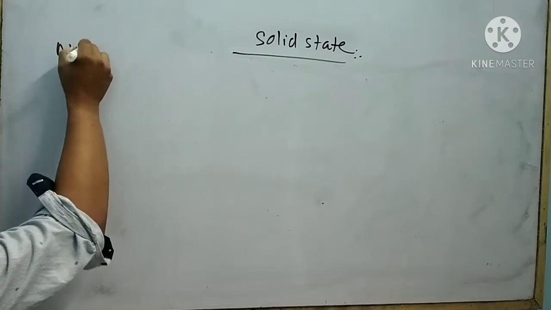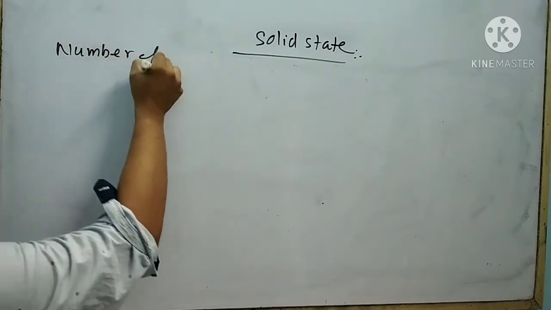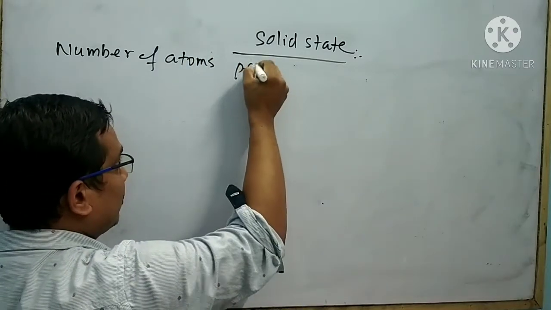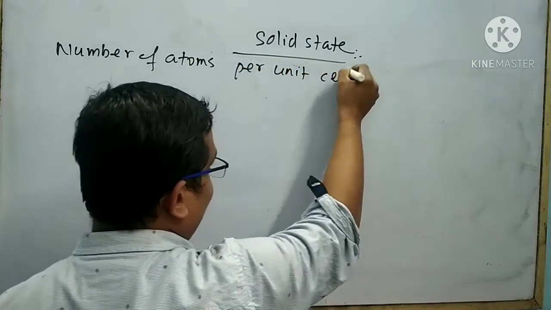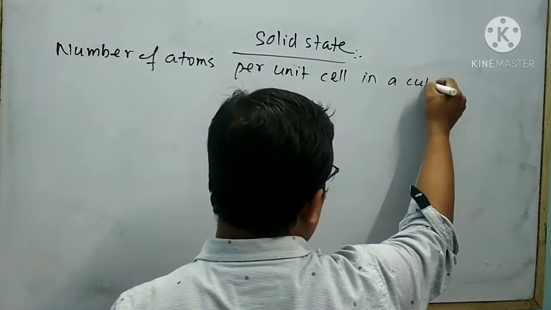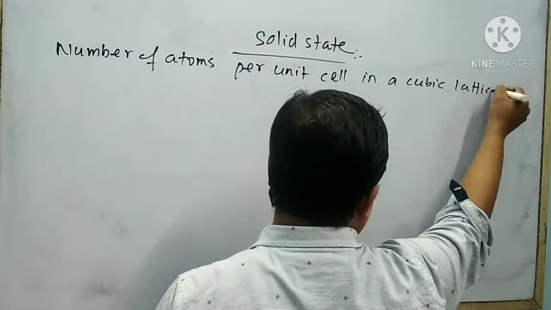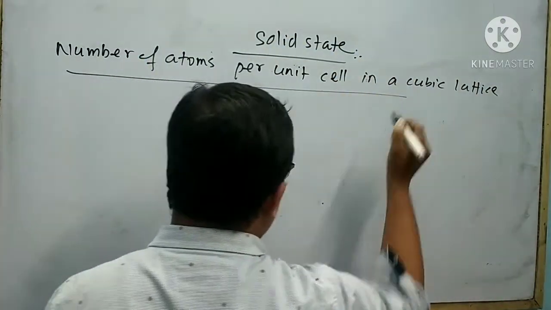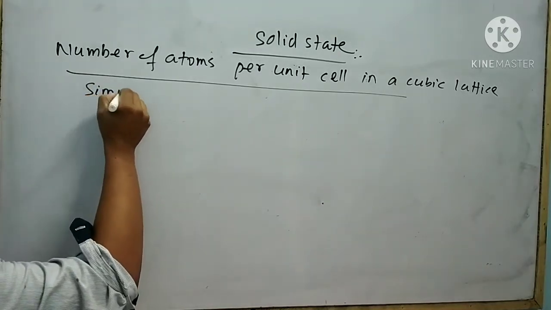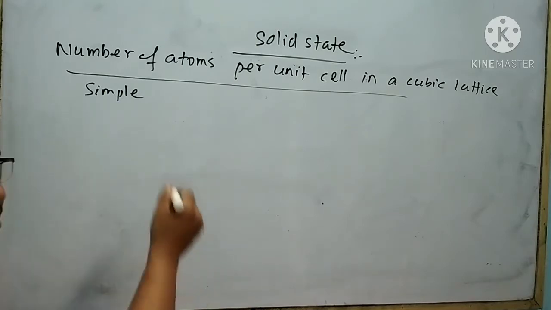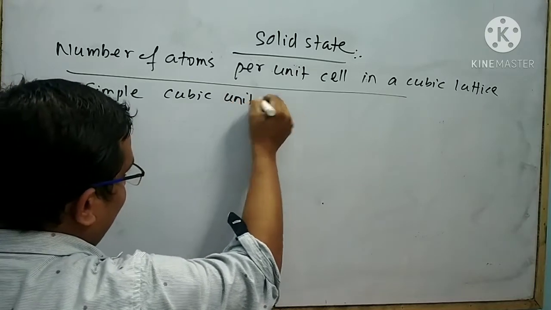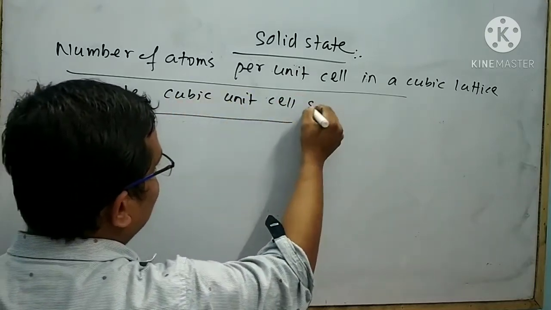Next I will discuss the number of atoms per unit cell in a cubic lattice. In the case of cubic, generally we think about three types of unit cell. One is your simple cubic unit cell, shortly it is called SCC.